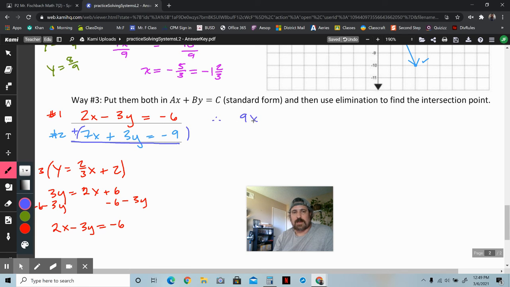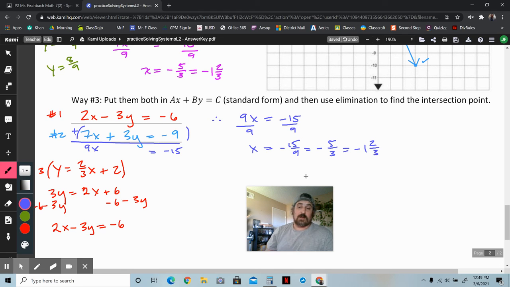Therefore, 9x, negative 3y plus 3y is going to be 0, and then negative 6 plus negative 9 is going to be negative 15. So you guys can see here, I can write it here, and solve it, or we can just solve it over here. Either way, we're going to get the same answer. It's going to be negative 15 ninths, which is the same as negative 5 thirds, which is the same as negative 1 2 thirds, which is exactly what we got before.